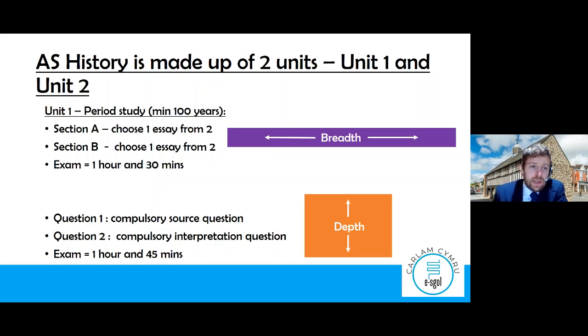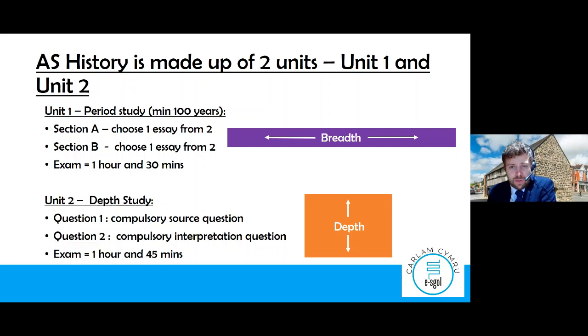So, History AS is made up of two units, Unit 1 and Unit 2. Now, Unit 1 is a breadth study. It means it's a much longer time period, but you don't need to know it in as much depth. And that will be, as we'll see from next week, Section A and Section B, where you choose one from two essay questions in both. So there's an element of choice in both. And the exam totals an hour and 30 minutes.